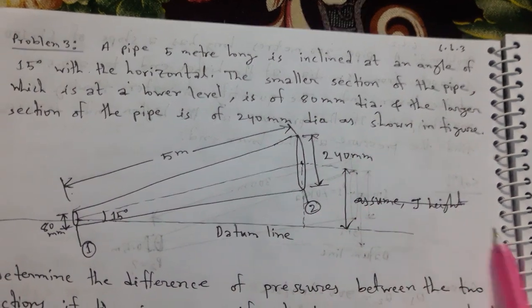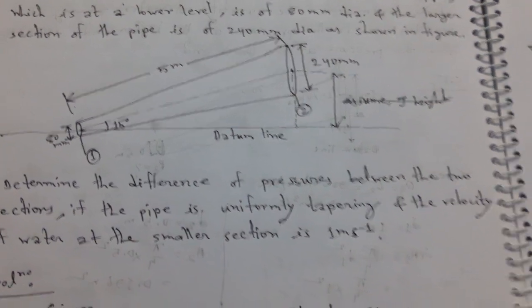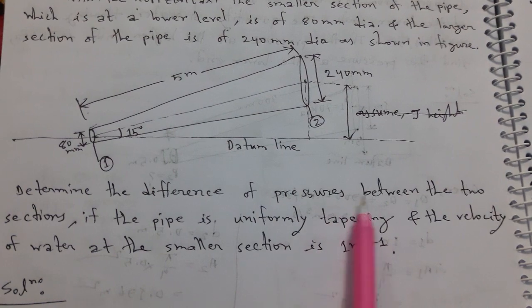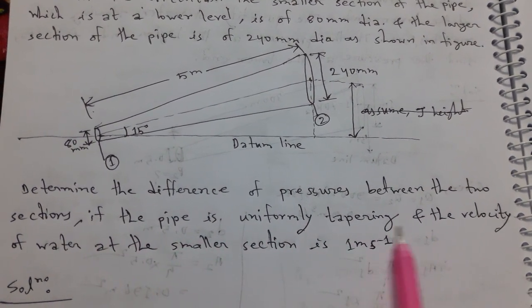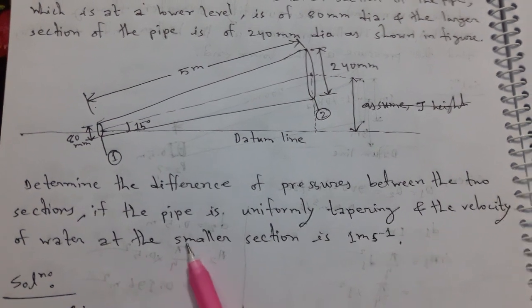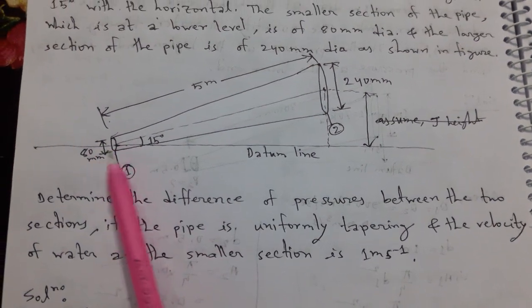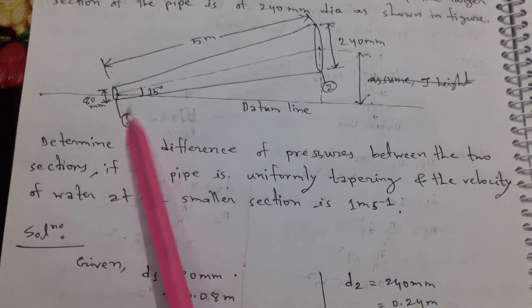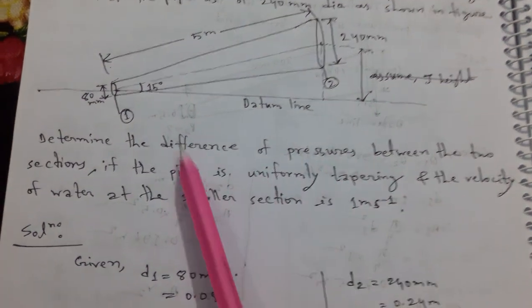Determine the pressure difference between the two sections, if the pipe is uniformly tapering and the velocity of water at the smaller section is 1 meter per second. The smaller section is section 1 with diameter d1, and the other is section 2 with d2. We need to find this pressure difference.